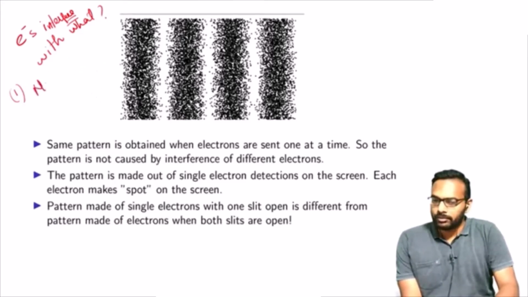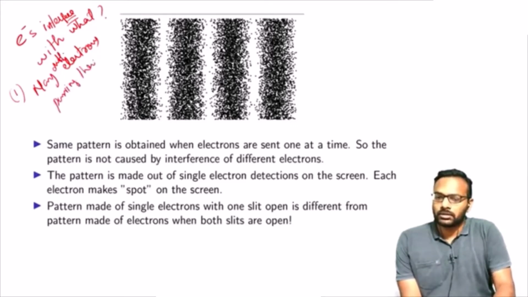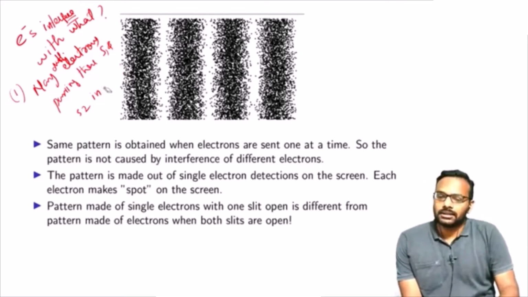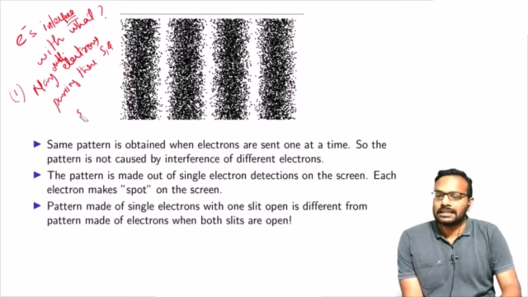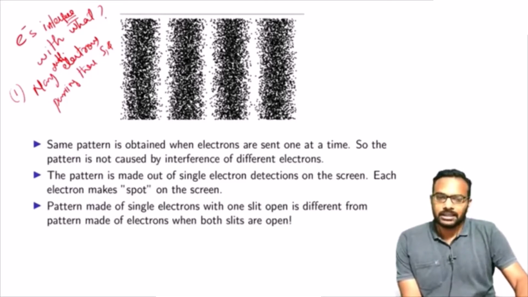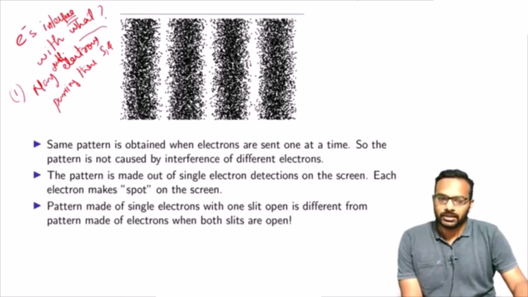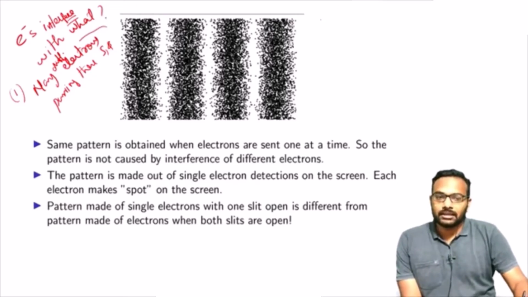Maybe different electrons passing through S1 and S2 interfere. This is a possibility. Maybe they interact and somehow the interference pattern appears. It would be nice if this was the case, because it would be easy to explain. But this can be checked easily. What do you do? You send just one electron at a time.